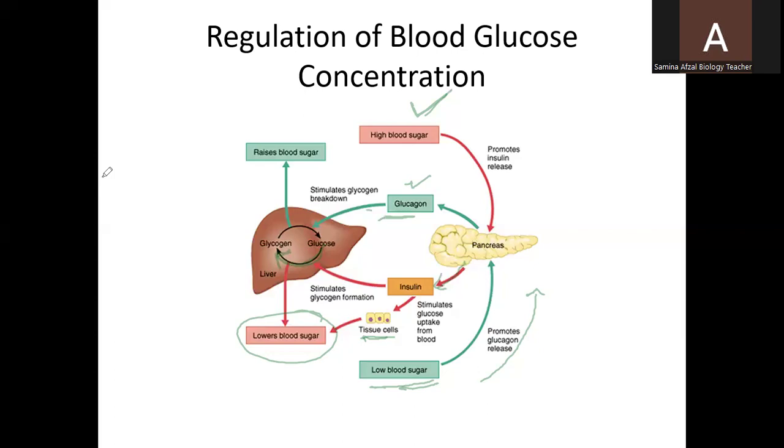So the glucagon will stimulate the glycogen breakdown. The glucagon helps the liver to break down the glycogen, which is in the stored form. So the glycogen will break down into glucose, and in this way the deficiency of the glucose concentration will be maintained according to the set point of our body. So in this way, the regulation of the blood glucose concentration takes place in the body.